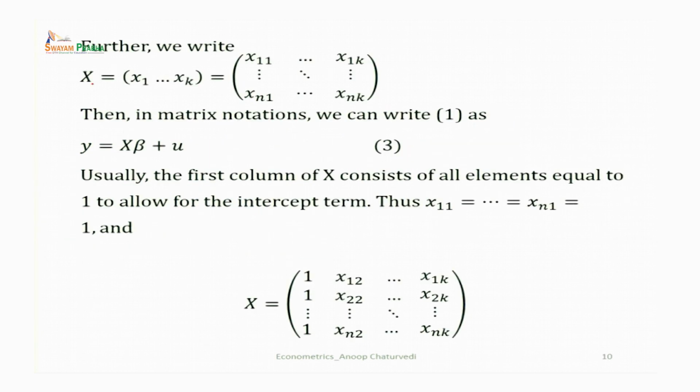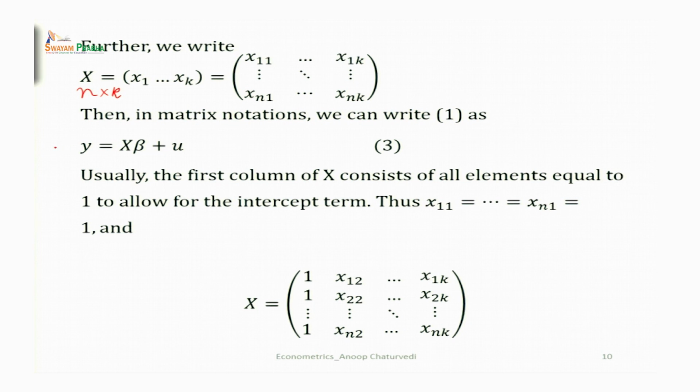Next, we introduce this matrix X, which has different columns x1, x2, so on xk. So, actually this X is an n cross k matrix, all in terms of different elements xij's. You can write X as x11, x12, so on x1k, x21, x22, x2k, so on xn1, xn2, so on xnk. So, this X is an n cross k matrix of observations on k explanatory variables. Then in matrix notation, you can further write the model 1 as y equal to X beta plus u.